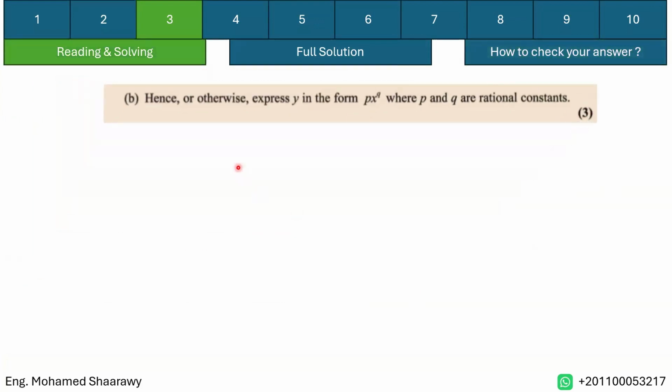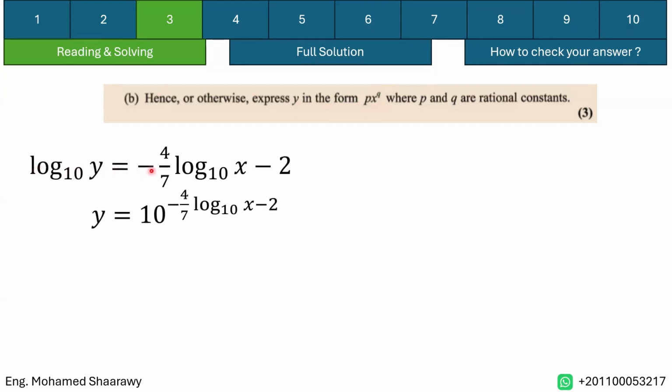Alright. Now, hence or otherwise, express y in the form of something times an exponential in x. So let me write the expression I just got, which is log y equals negative 4/7 log x minus 2. In order to make y the subject, I can say that 10 to the power of all of this is the same as y. So y equals 10 to the power of all of these. Okay, negative 4/7 is multiplied by log x and is subtracted by 2.